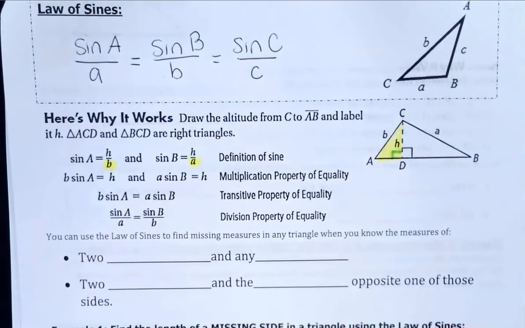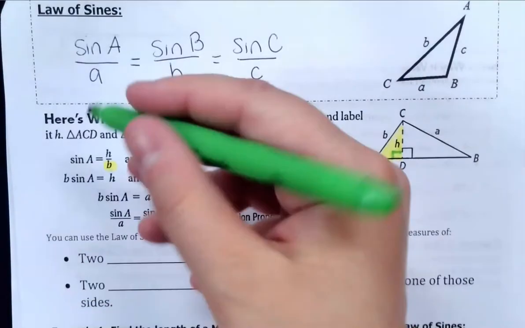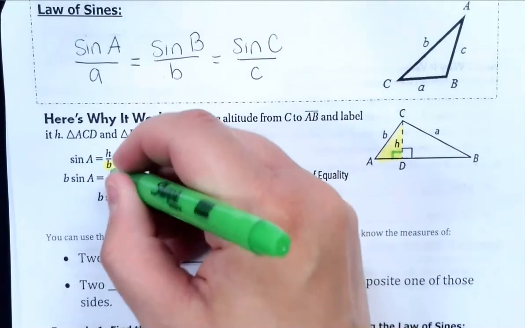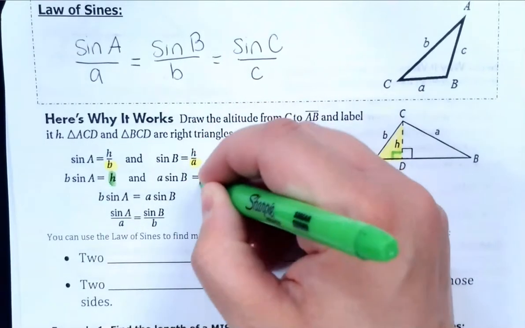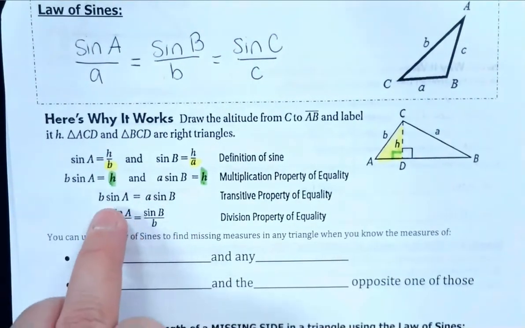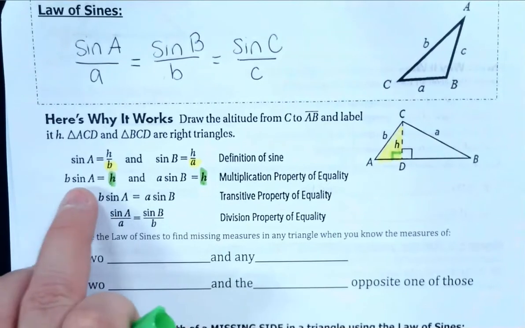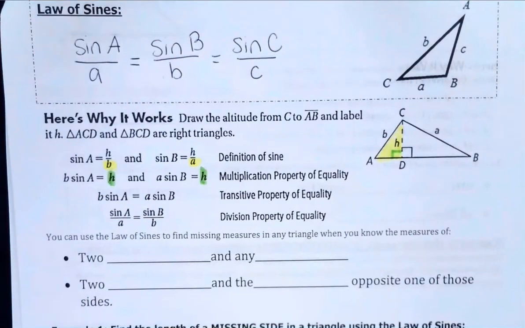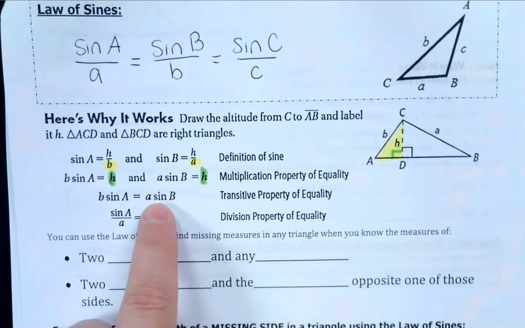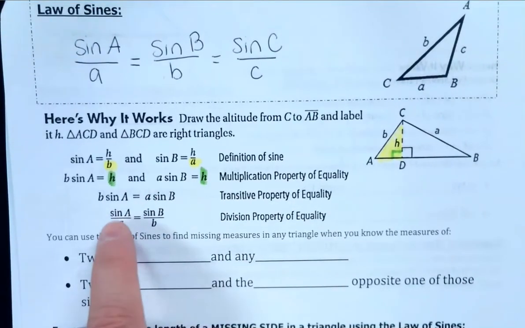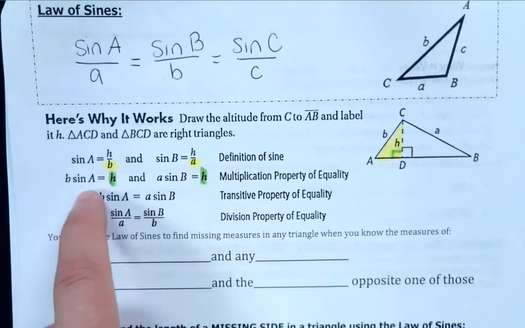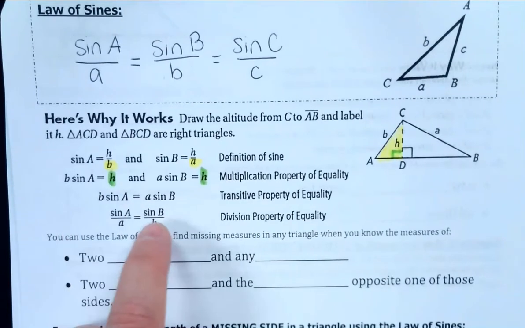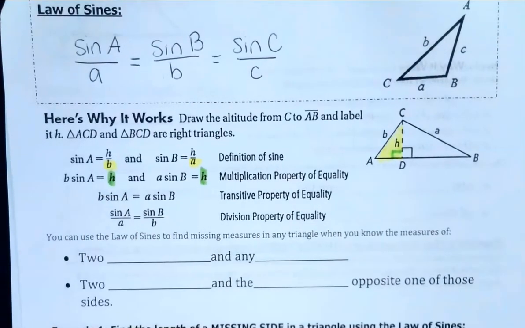Now, because both are equal to the height, what they do in the next step is just set both of those equal to each other. So B sine A and A sine B, they set those equal. And then all they're doing, divide both sides by A here, it would cancel it out on this side but leave it here. Divide both sides by B on this side, it would cancel it out here, but it would leave it over there, and then that sets up the proportion.